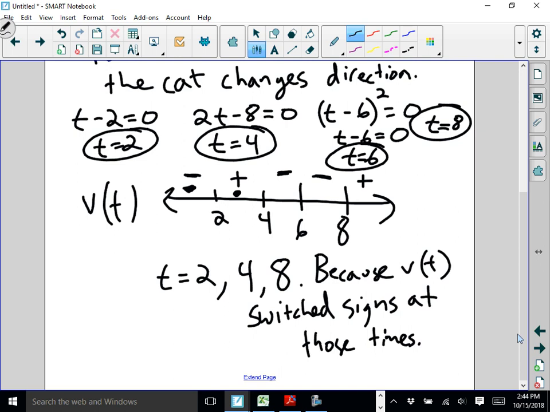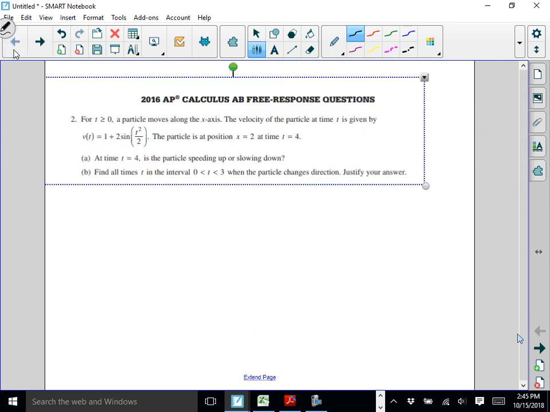Okay, I want to look at a real AP problem from 2016. So take a look at this prompt. What's different about this one is this one we can use our calculator on. So this one is calculator okay.